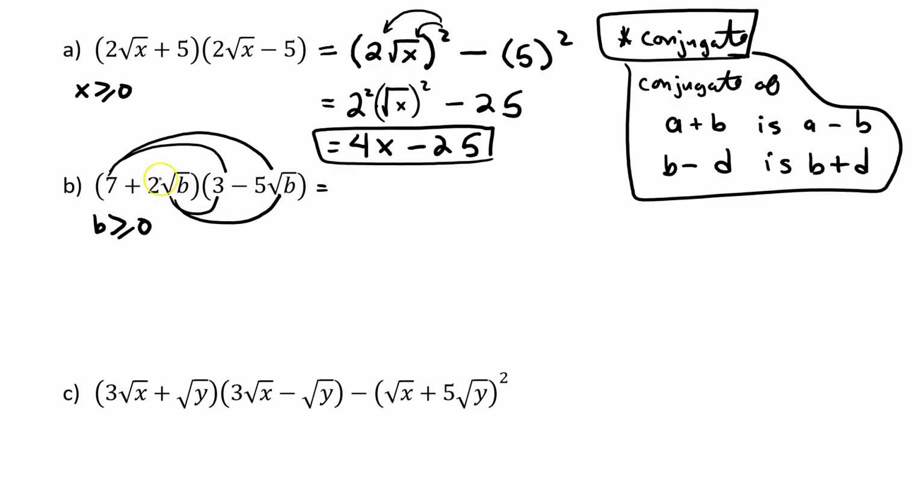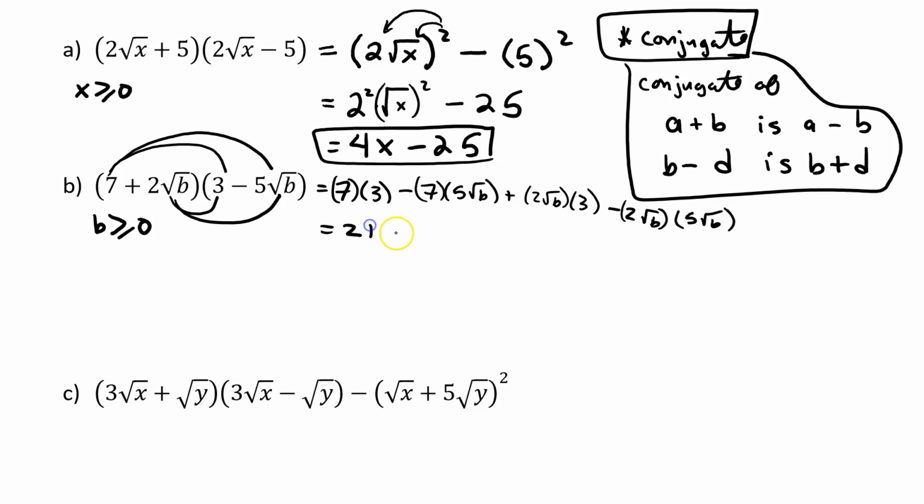So I'm saying 7 times 3 is 21. Actually, I'll just write that: 7 times 3. And then I'm at negative 7 times 5 root b. And then I have plus 2 root b times 3. Okay, so 2 root b times negative 5 root b, minus 2 root b times 5 root b.